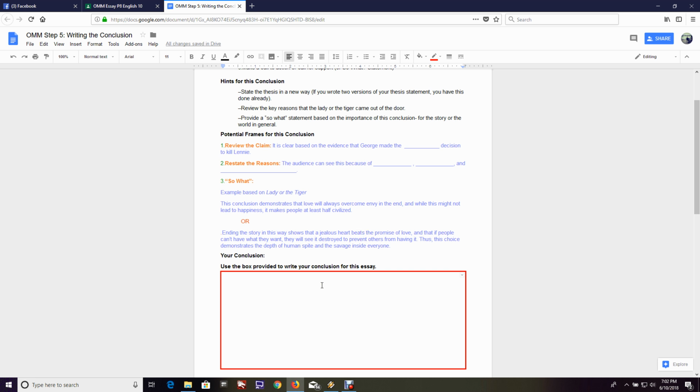We want to transition into our conclusions. So we could say something like ultimately, or we could say in conclusion, comma, right? Or we could say in the end, or we could say finally. I'll just roll with finally though. So finally, the tiger came out of the door. That's my restating of the thesis, right?